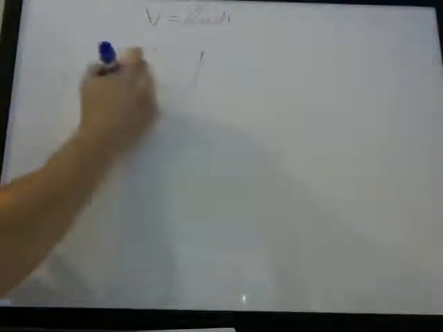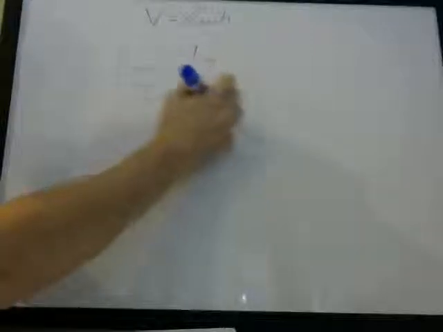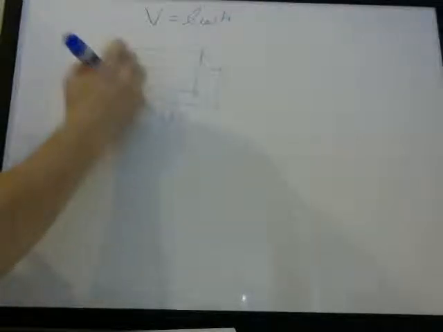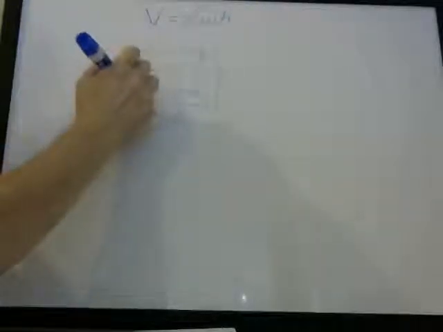If you look on your formula sheet, the volume of a rectangular prism is length times width times height. It says LWH, so you need to know length times width times height. So we're going to do a couple of examples. If this is a box, and it is 10 by 7 by 3, we'll say these are feet.